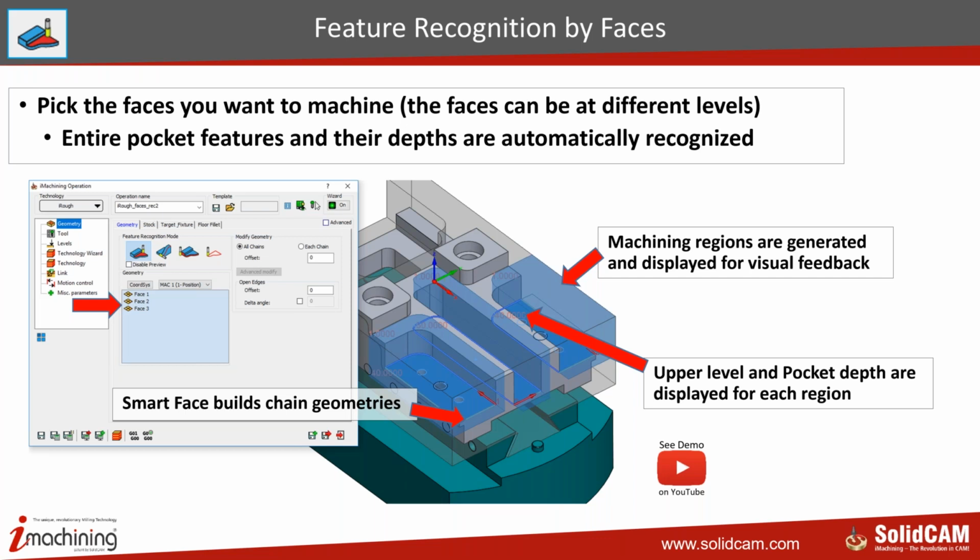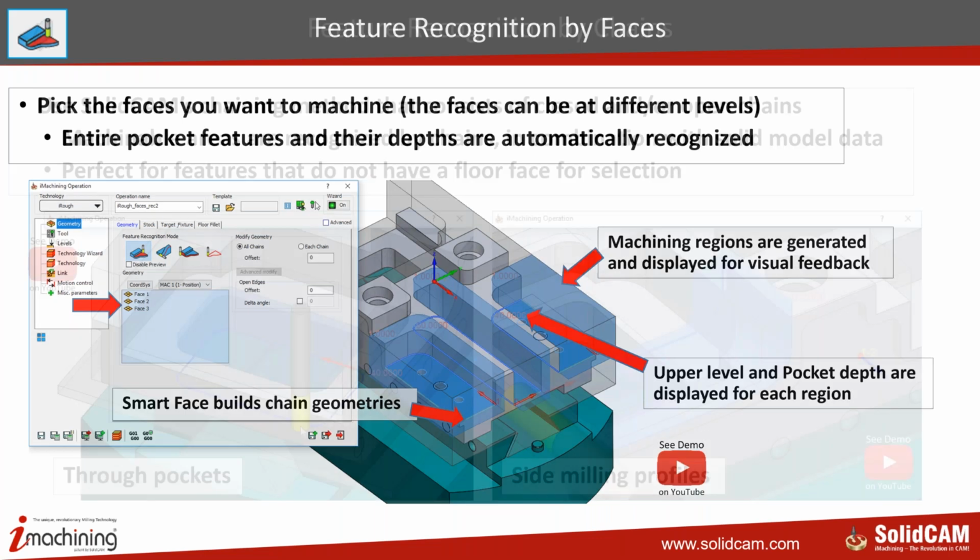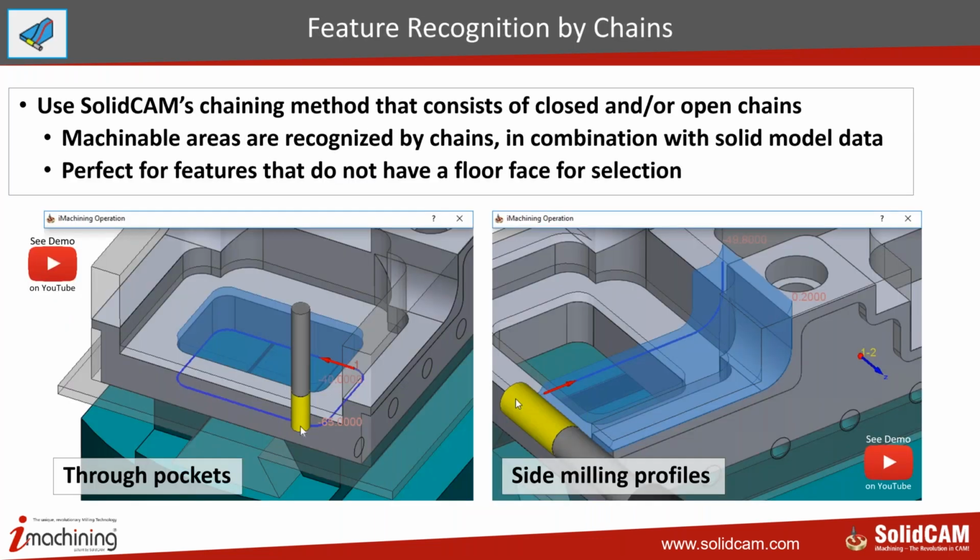As a user, you are very clear about the regions where exactly it is going to generate the toolpath, and what the upper level and lower level it has selected are. Everything is very clear for the user. This is feature recognition by faces. The second option we have is feature recognition by chains.